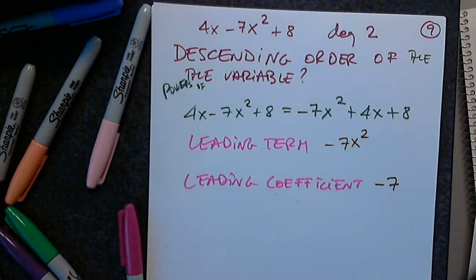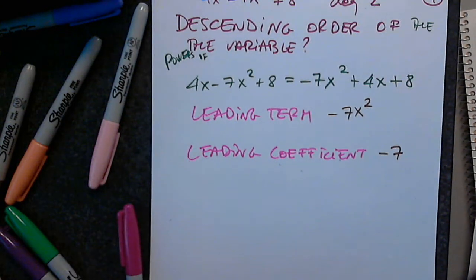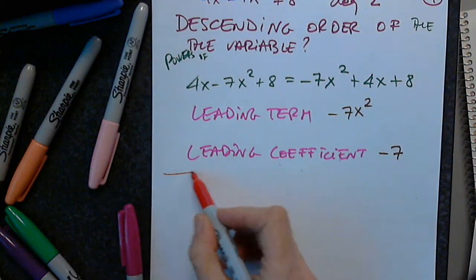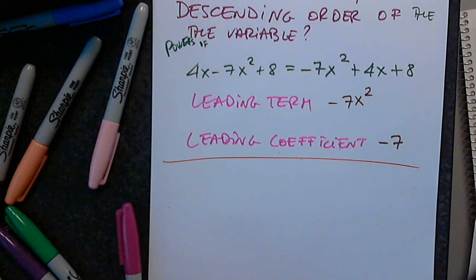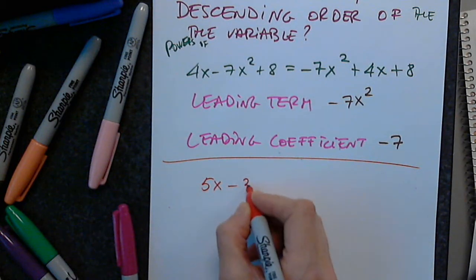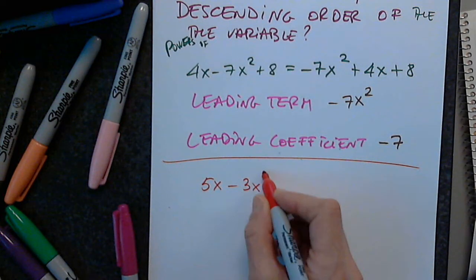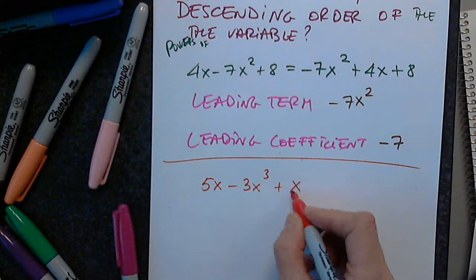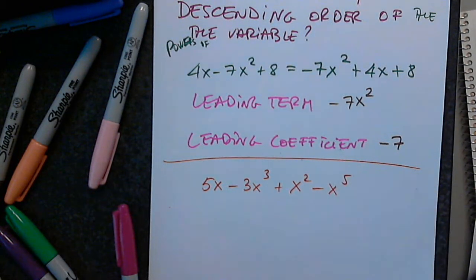Let's make up some polynomials, because I like to discuss degrees and so forth. I may not find what I'm looking for right here. I have to make a couple of them up. So let's say I have 5x minus 3x to the third plus x squared minus x to the fifth.